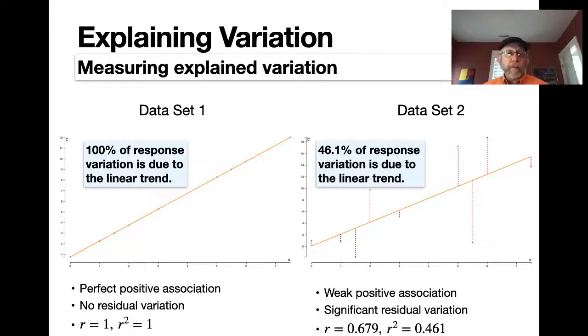The remaining 53.9% of the variation in the response variable in data set 2 is due to the residuals, those red offsets you see of the data from the trend line. We consider that variation to be unexplained, right? It's not explained by the trend line because it's not associated with the trend line.